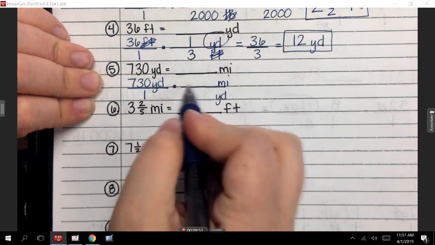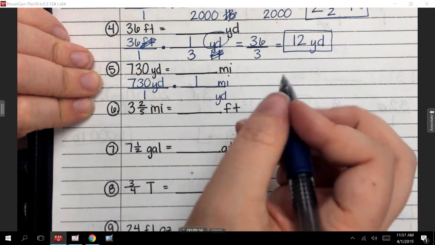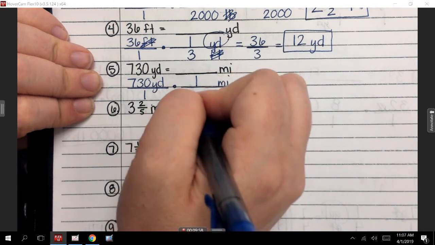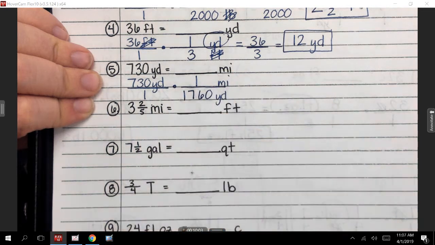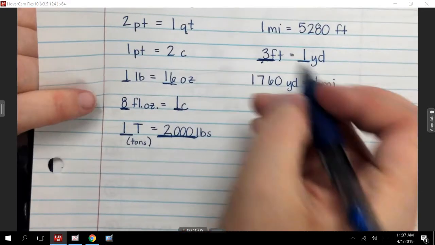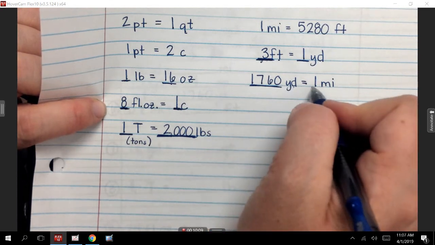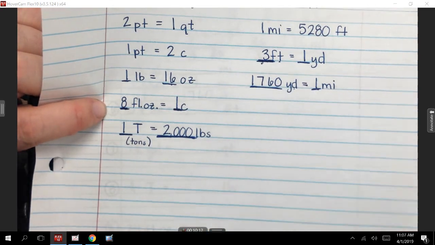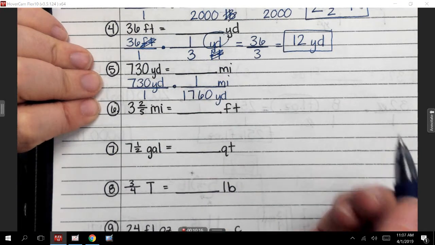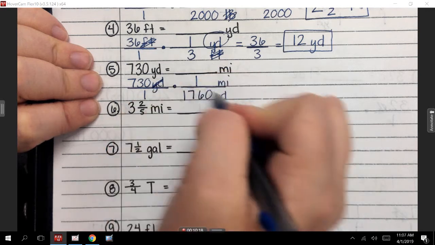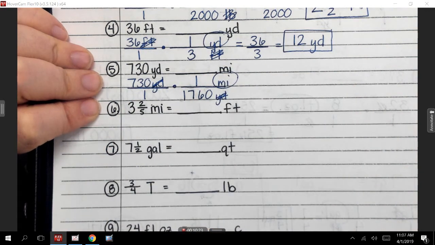Okay, what number is going to go by my miles? 1, because it says 1 mile is how many yards? 1,760. So make sure again, guys, 1,760 is by the yards, so it stays by the yards in my work. And 1 was by the miles, so it stays by my miles. Okay? All right. Now what, Chris? Mark out the yards and circle my miles. All right.